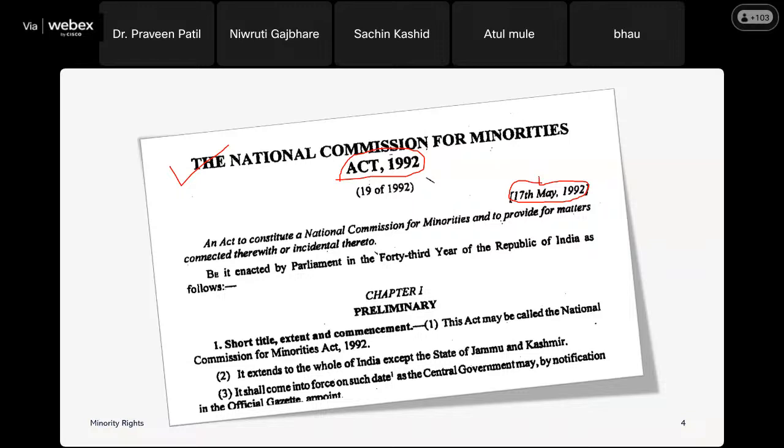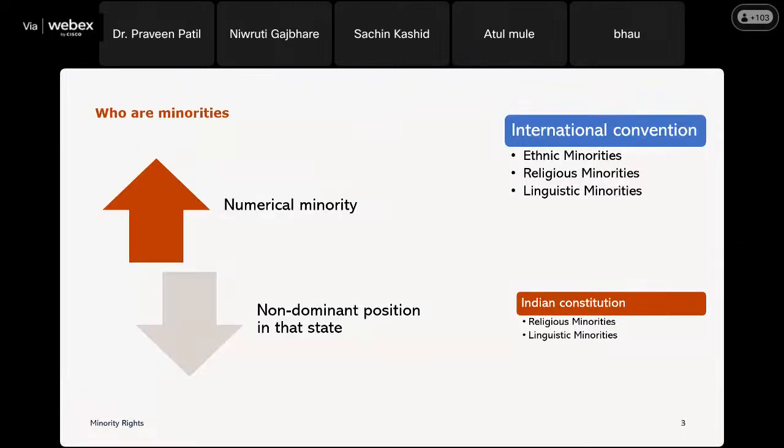So, time-wise speaking, India is pre-scheduled as far as introduction of a law relating to minorities is concerned. In India, as I said, we have spoken profusely about the rights of minorities in the Indian Constitution.